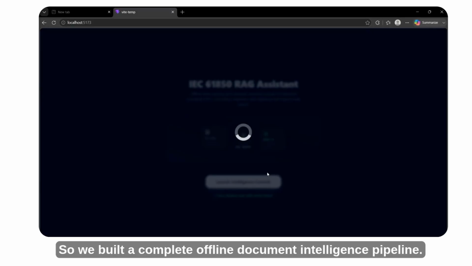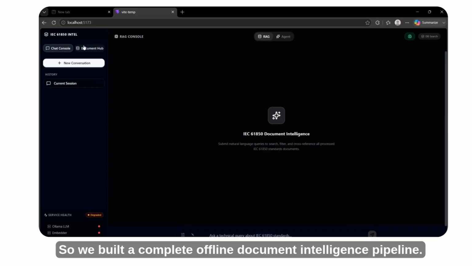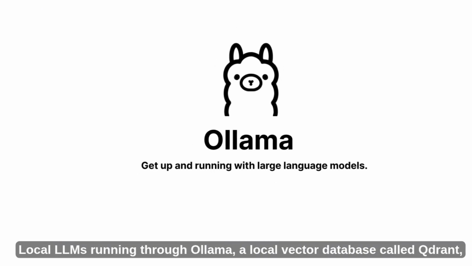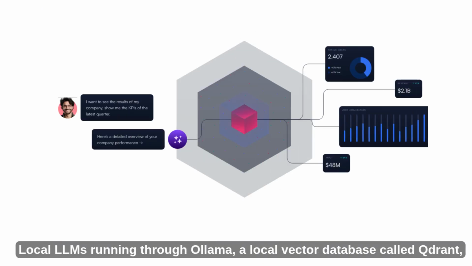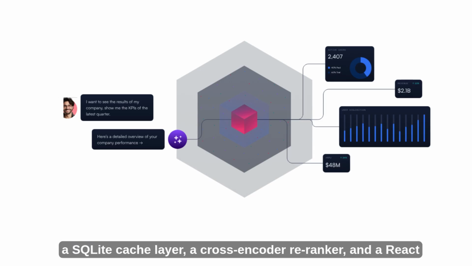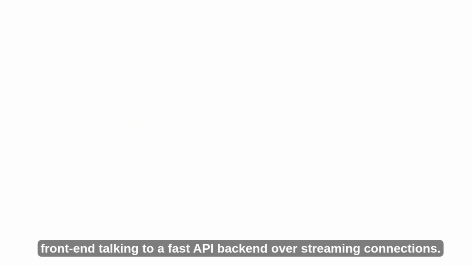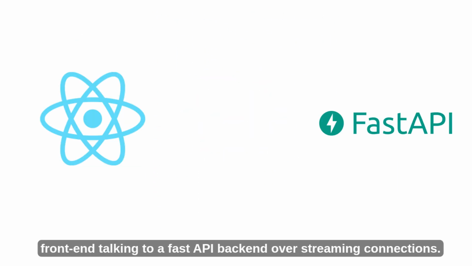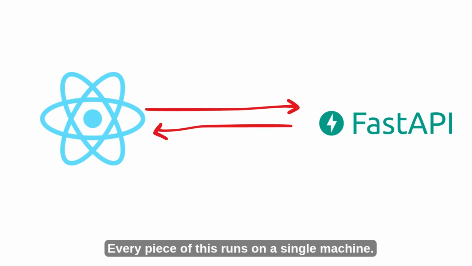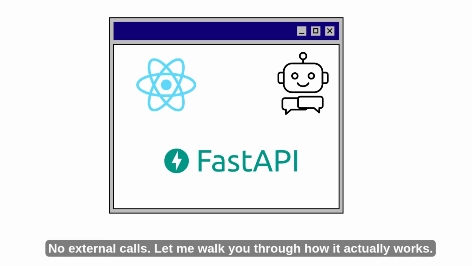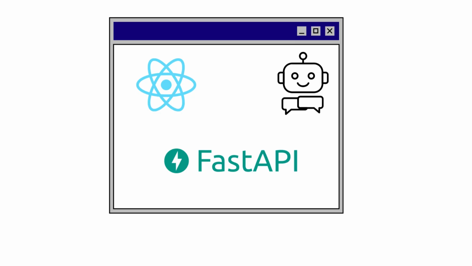So we built a complete offline document intelligence pipeline. Local LLMs running through Ollama, a local vector database called Qdrant, a SQLite cache layer, a cross-encoder re-ranker, and a React frontend talking to a FastAPI backend over streaming connections. Every piece of this runs on a single machine, no external calls. Let me walk you through how it actually works.